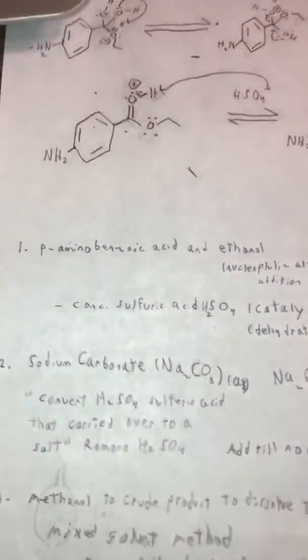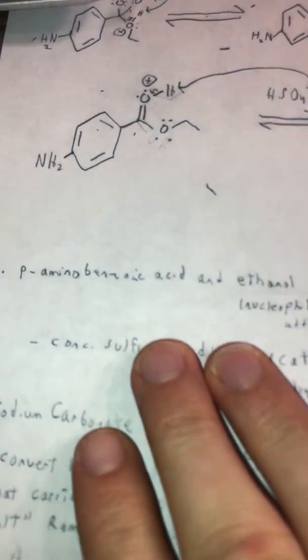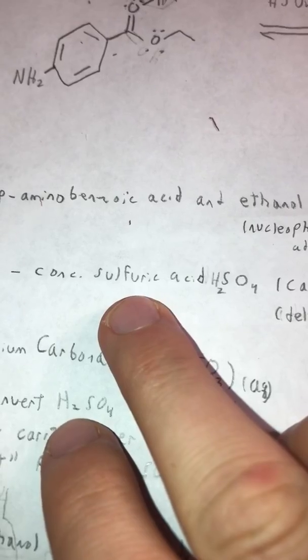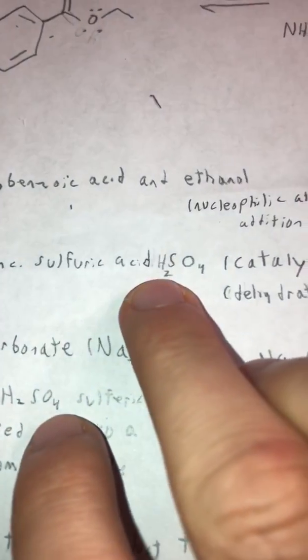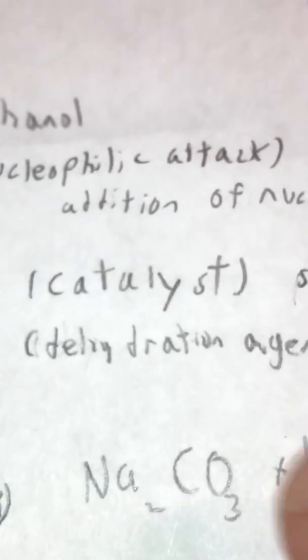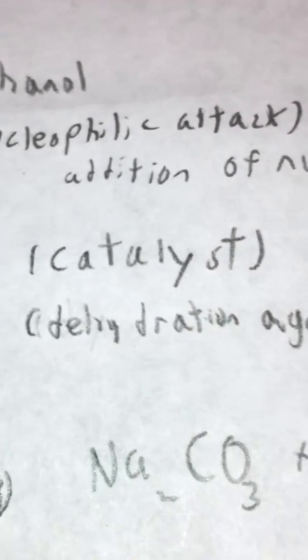All right, next. What did we add and why? This will be really fast, but hopefully cover everything. P-aminobenzoic acid, which is a carboxylic acid, and ethanol, added with the acid catalyst, concentrated sulfuric acid, H2SO4. The H2SO4 was used to catalyze or start the reaction. It's a catalyst. Sulfuric acid is a catalyst. It supplies a hydrogen atom, and we can see that here.